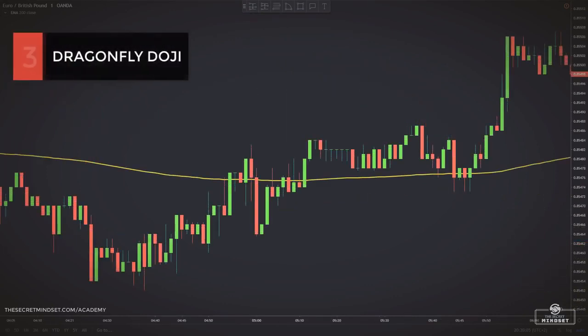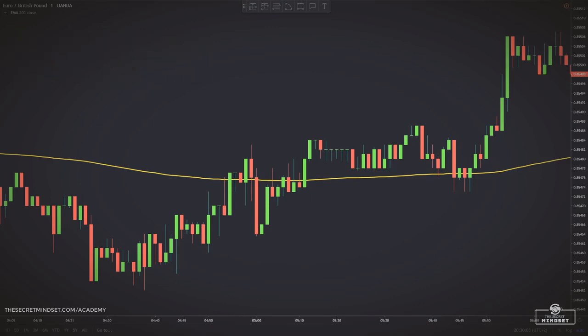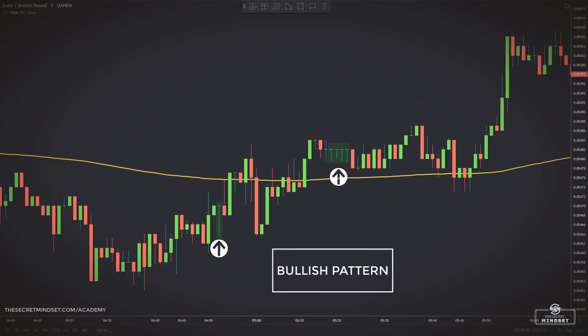Then we have the dragonfly doji. The dragonfly doji forms when the open price and the close price are at the high of the period. This pattern has a long lower shadow. This means that the dragonfly doji is a bullish pattern. The bullish outlook of the pattern could be explained as follows.